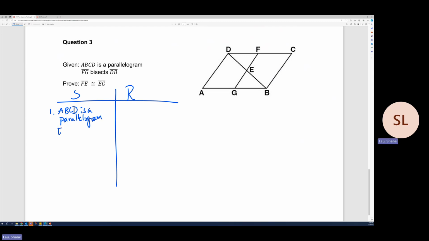And of course, FG bisects DB. And that is a given. I would have said in class that this is probably the more important thing to remember, because it's going to guarantee you 1 point at the very least if you just put the given. So please just put the given.